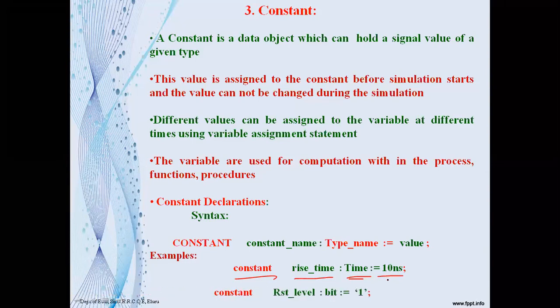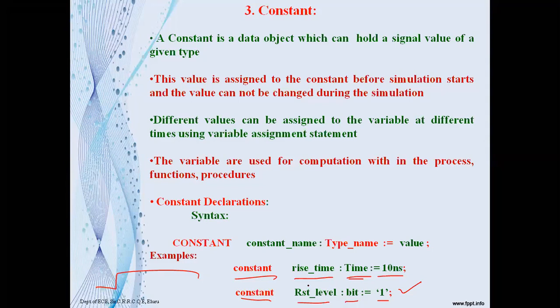And see another example, RST level. So here the reset level is a constant and it is of type bit. When it is a bit type, it has only two possible values, 0 and 1. So here we have given the value 1. Which means that the RST level is a bit type and it has a value of 1. So which means that the signal is always in the high state only. Which signal? RST level is a constant signal. It is always in the high state only because it is a logic 1.